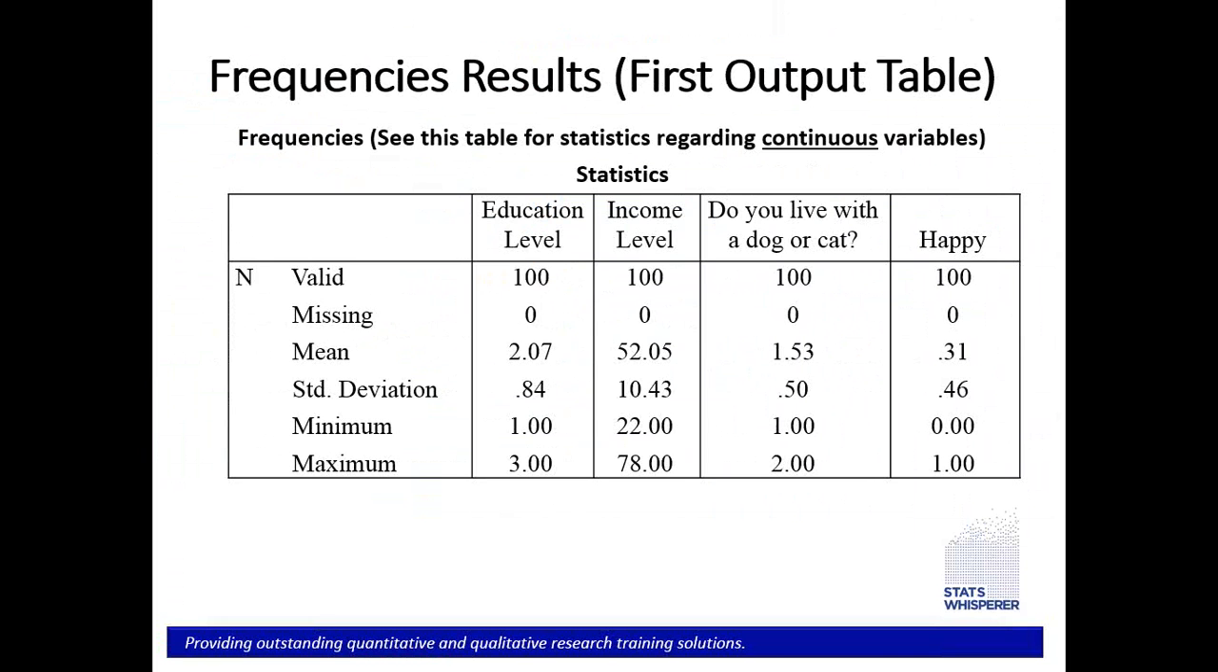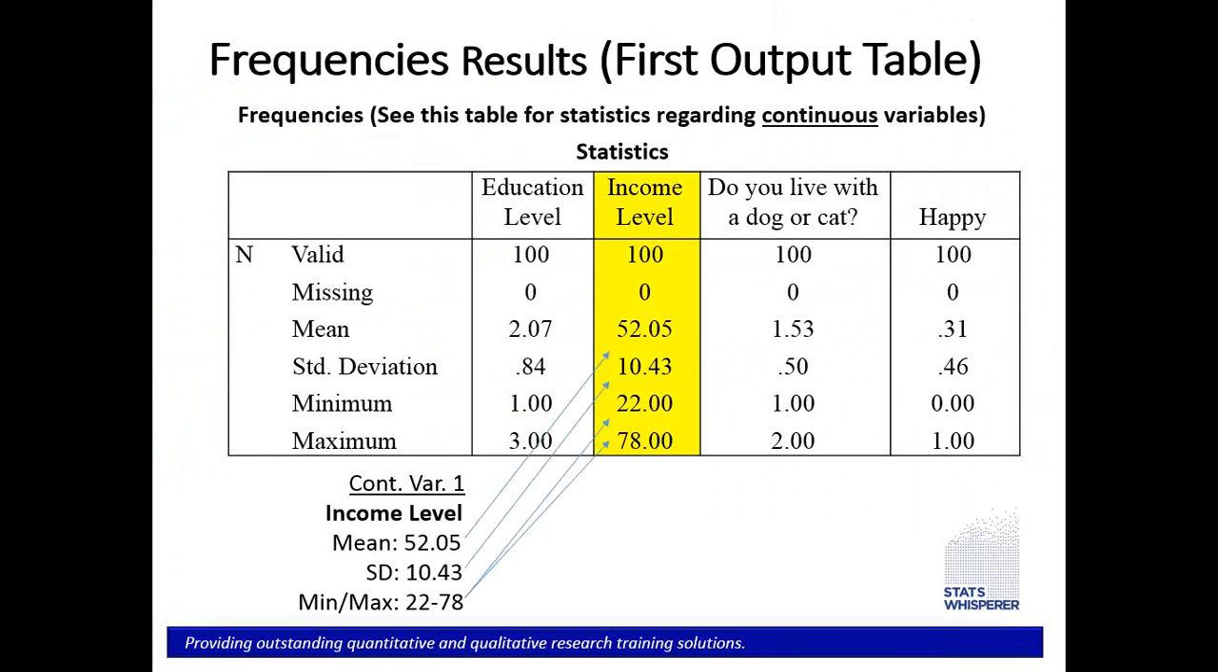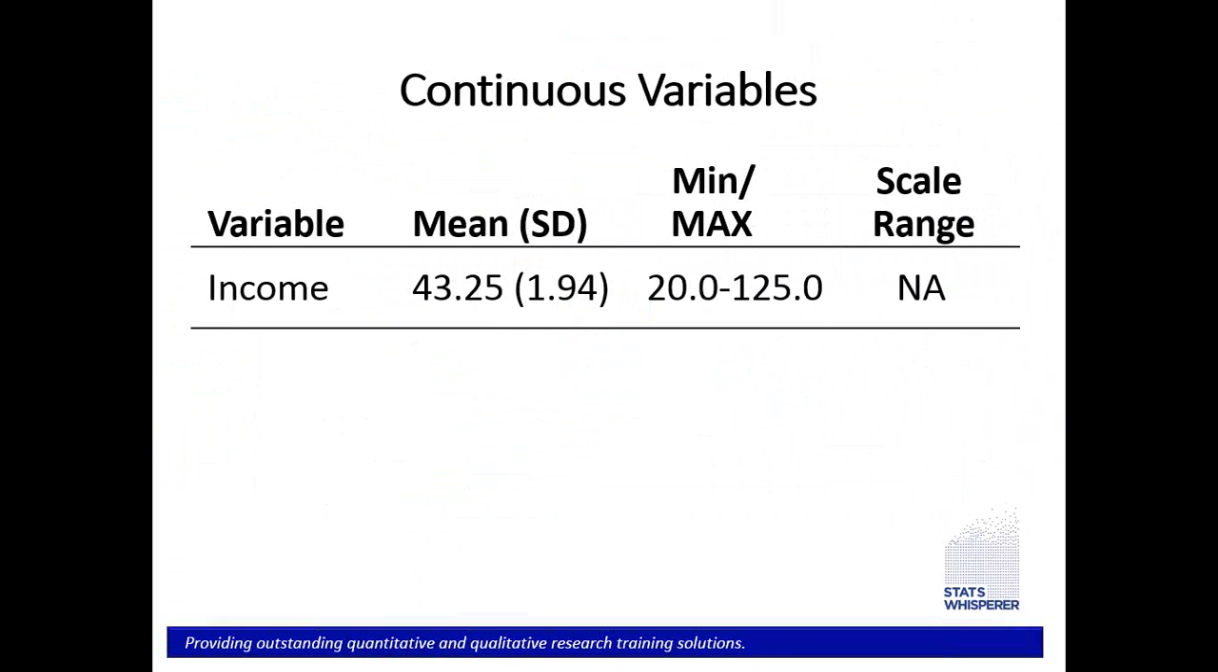So there's the first box in the frequencies, the statistics box, and that's more useful for describing our continuous variables. So what do we want to look at here? Income is the only continuous variable. So we're looking at the mean, 52.05, which is approximately $52,000. It's measured in thousands. The minimum is 22,000. The maximum is 78,000. So we have our continuous variable descriptives, which we can present in our table.